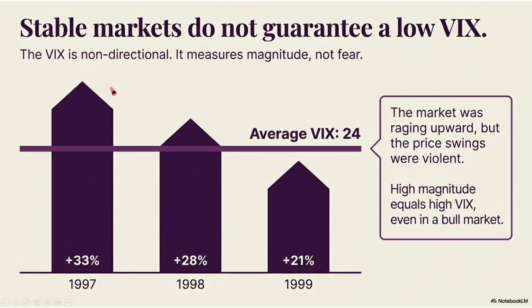So the VIX is famously called the fear index, but that can be misleading. The VIX is non-directional. It measures magnitude, not the fear. For example, a stable bull market does not guarantee a low VIX. If we look at the late 90s, the market was raging upward with massive gains of 33%, 28%, 21%. But because the daily price swings were so violent, the VIX was high.